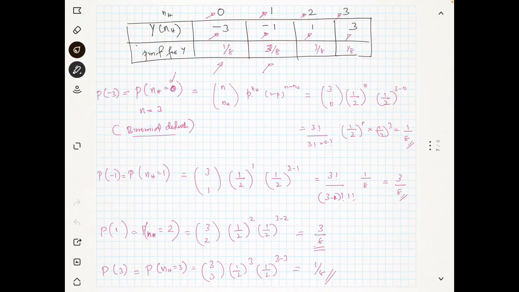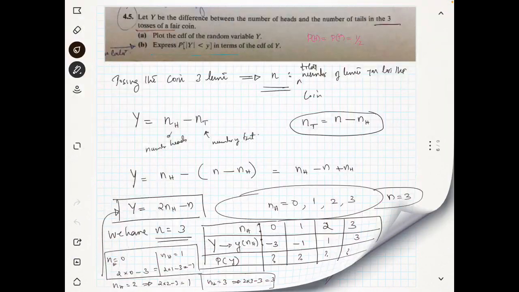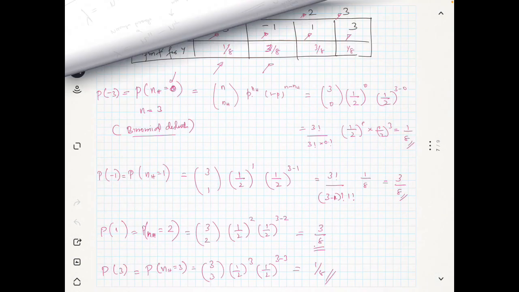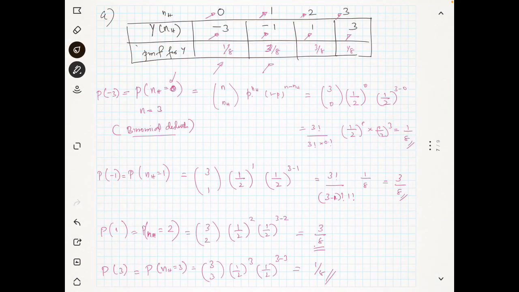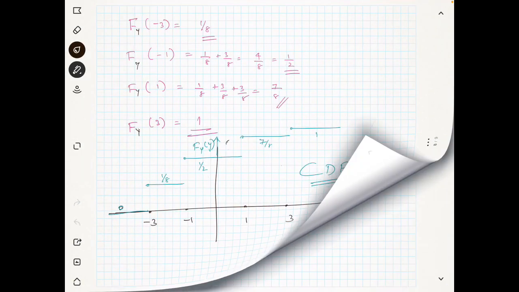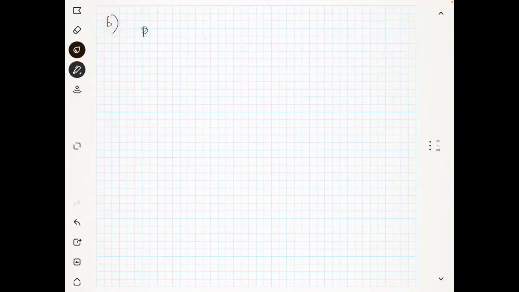You know that the probability, so this is the second part B, and this was the solution for actually part A. So we were solving this for part A anyway. Now the probability that the absolute value of y takes the value less than or equal to y, we have to express this in terms of the cumulative distribution function.